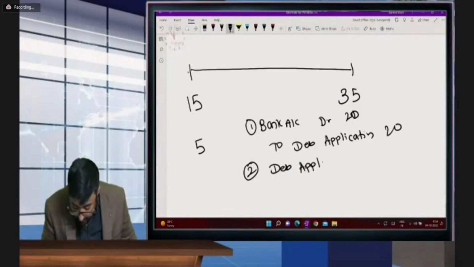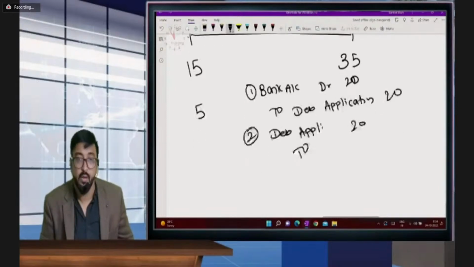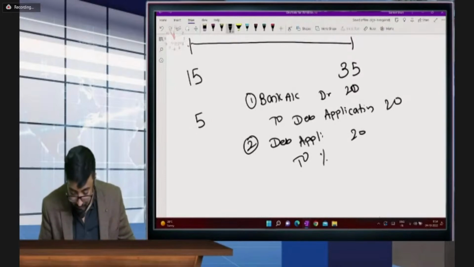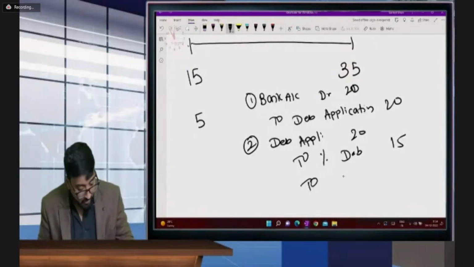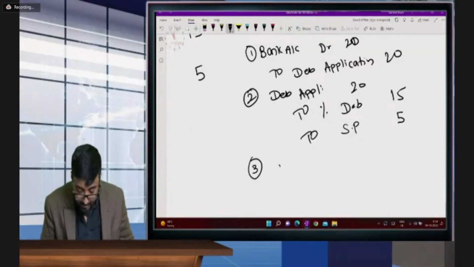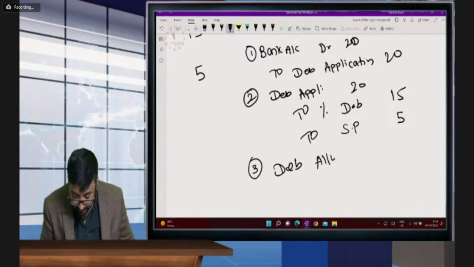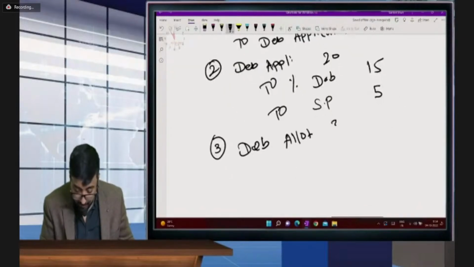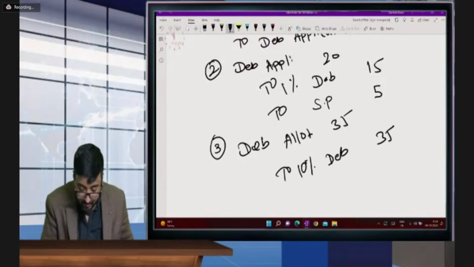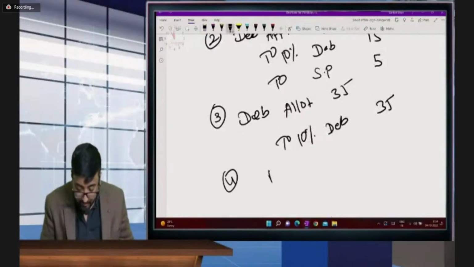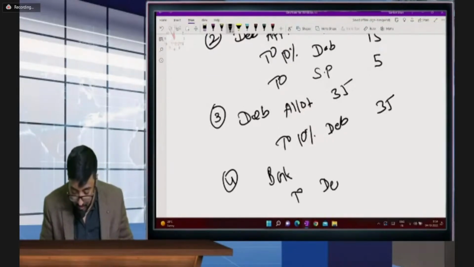Debentures application 20 to percentage debentures 15, to security premium 5. Then debentures allotment 35 to percentage debentures 35, 10%. And fourth entry, bank account debit to debentures allotment 35.